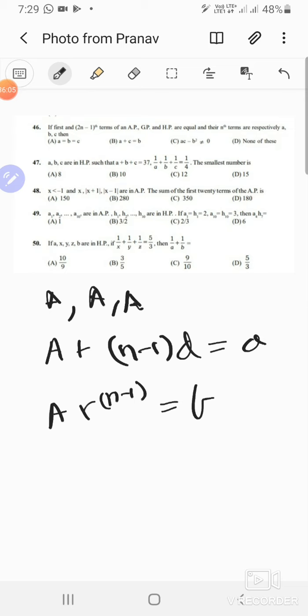And we are given that the 2n minus 1th terms of the AP, the GP and the HP are going to be equal. Okay, fine, we can try to add them up. That will give me something. So when you add n minus 1 d to it once again, that basically gives me a plus 2n minus 2 into d. That is going to be a small a plus n minus 1 into d.